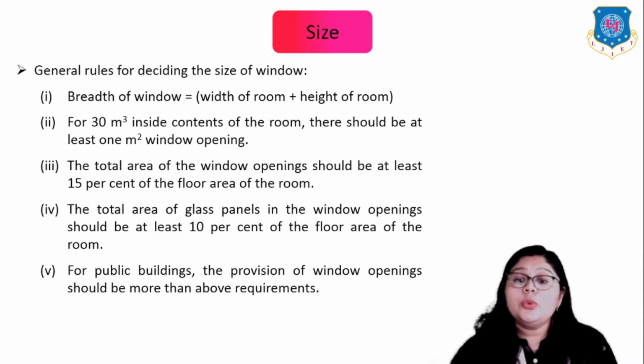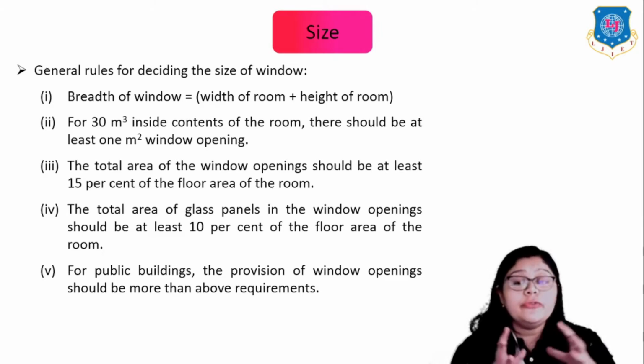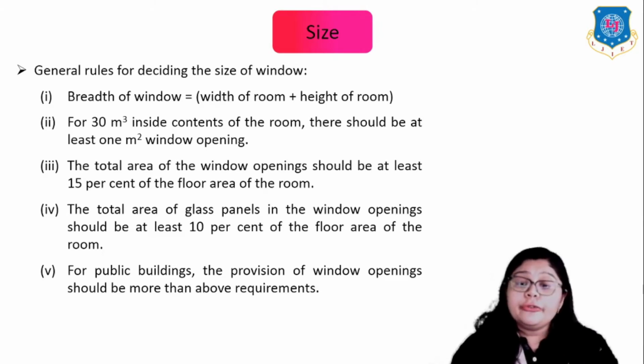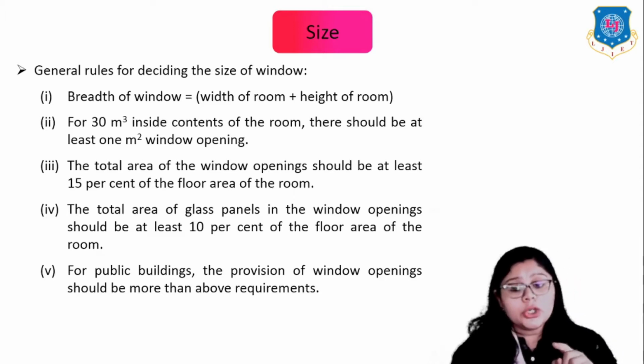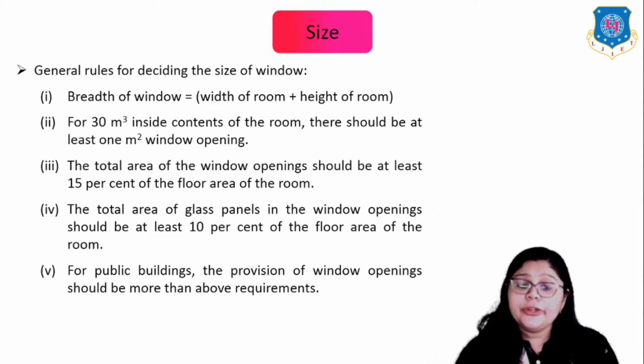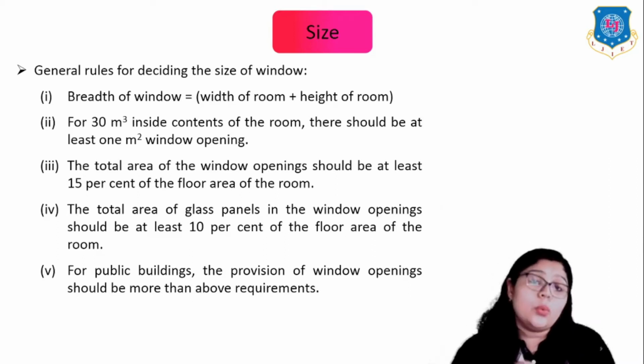For 30 cubic meters of room volume, there should be at least 1 square meter of window opening. The total area of the window opening should be at least 15% of the floor area of that particular room. The total area of glass panels in the window opening should be at least 10% of the floor area of the room. For public buildings, the window openings should be more than the above requirements, right? Because the number of people will be higher than in a normal residential area.